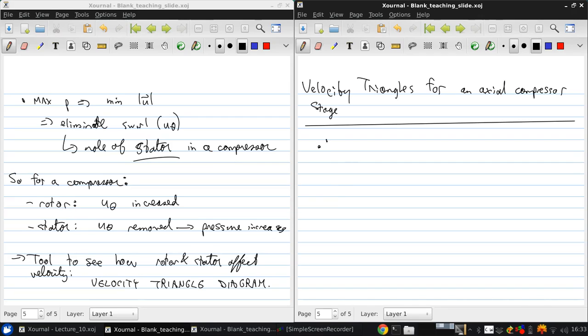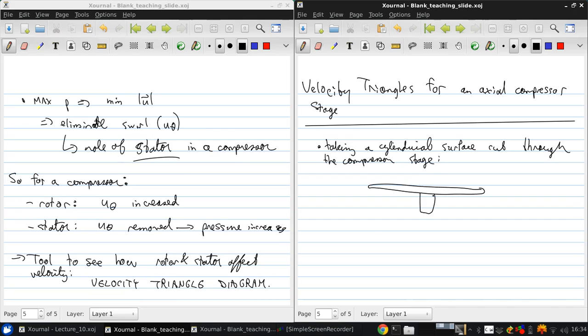So if we start by taking a cylindrical surface cut through the compressor stage. Now let me sketch that out. There's the casing to which the stator is attached. There's the center body to which the rotor is attached. So this is the rotor. This is the stator. And this is the center line, and the rotor is rotating in this direction.